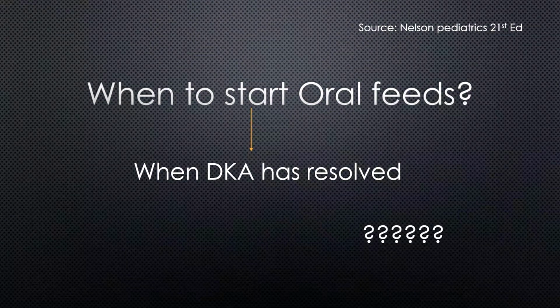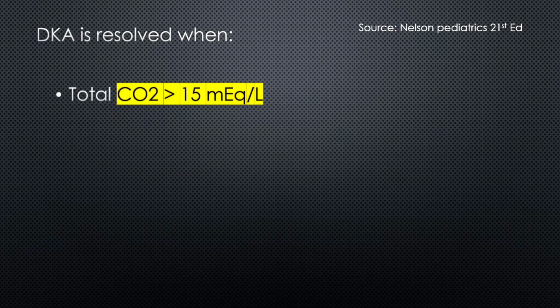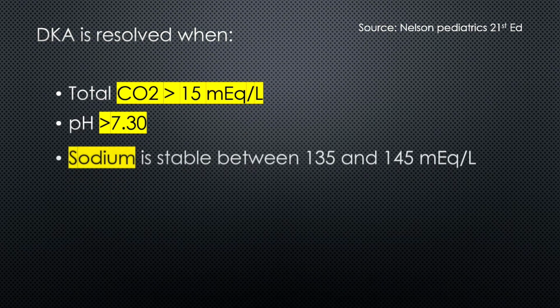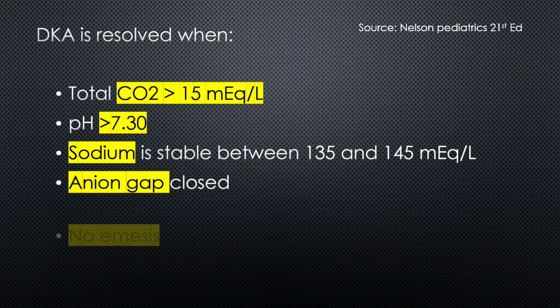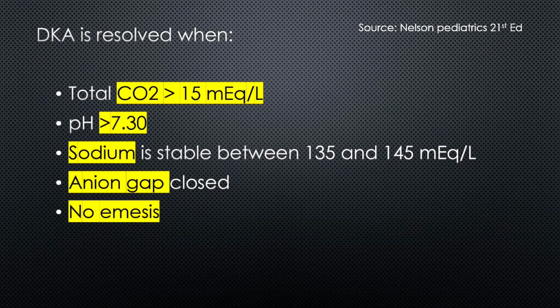So when is DKA said to be resolved? DKA is said to be resolved when total carbon dioxide, that is bicarbonate, is greater than 15 milliequivalents per liter, pH is greater than 7.3, sodium is stable between 135 and 145 milliequivalents per liter, anion gap is closed, and there is no emesis, that is the patient is accepting feeds normally.